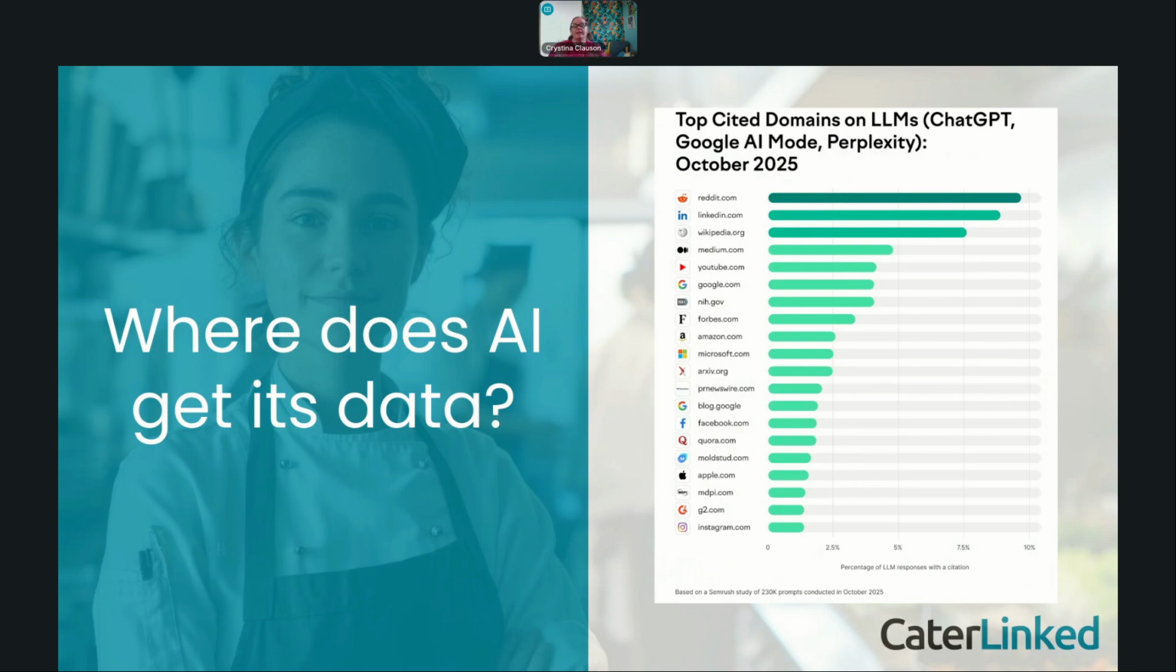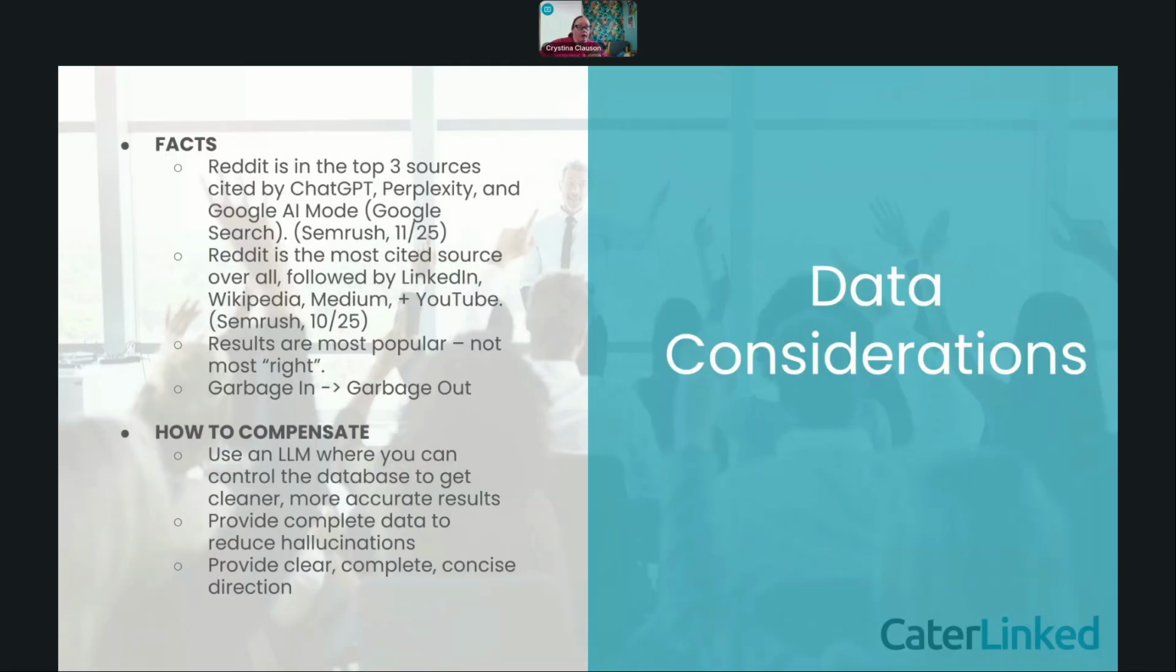But this is an illustration to remind you that AI is not looking for the most right answers, the most correctness. It's looking for the most popular answers. So it is important to vet your information. Okay, and data considerations. As mentioned in the last slide, Reddit is in the top 3 sources cited by ChatGPT, Perplexity, and Google AI Mode, which is the Google search that summarizes at the top of the page.